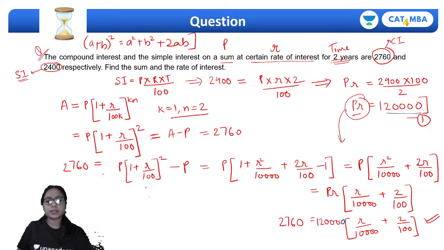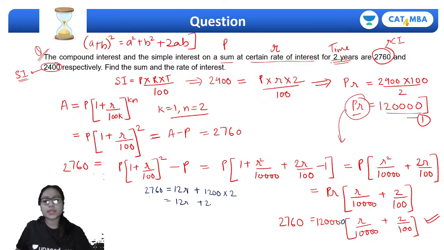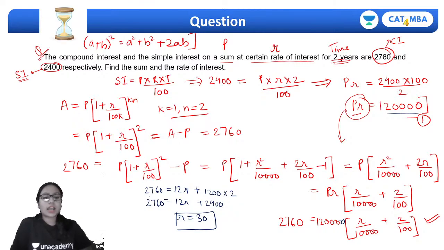So from here I get 2760 is equal to, now this will be cancelled off and I will get 12r plus 1200 into 2. So this will give me 12r plus 2400 is equal to 2760. Yes, so if I simplify this equation, I will get the value of r as 30. Yes, now your answer is absolutely right. The value of r is 30.